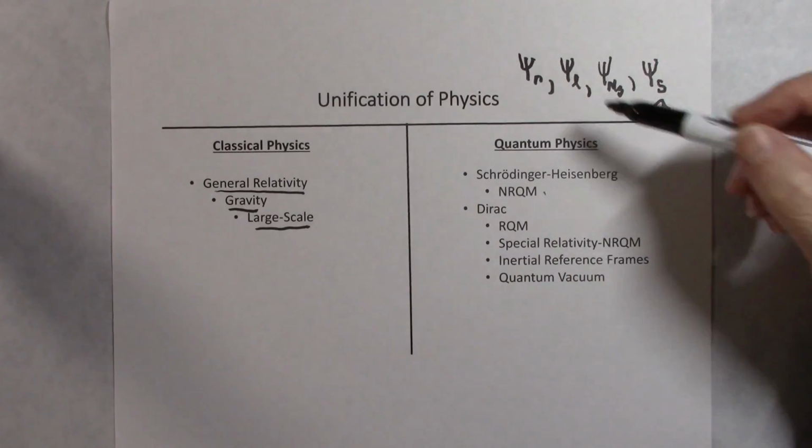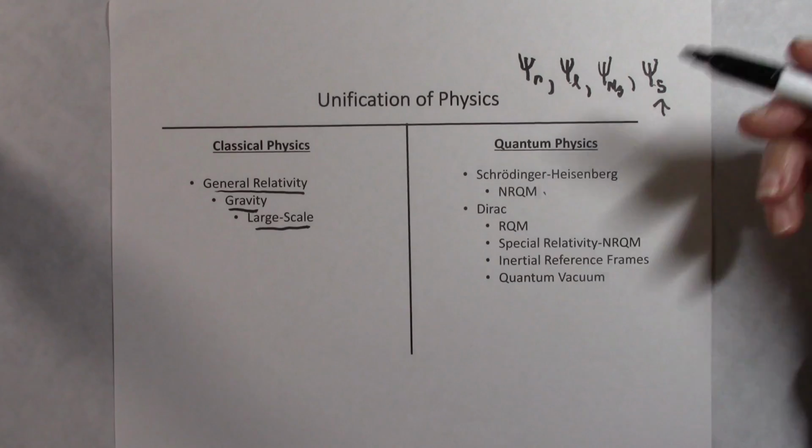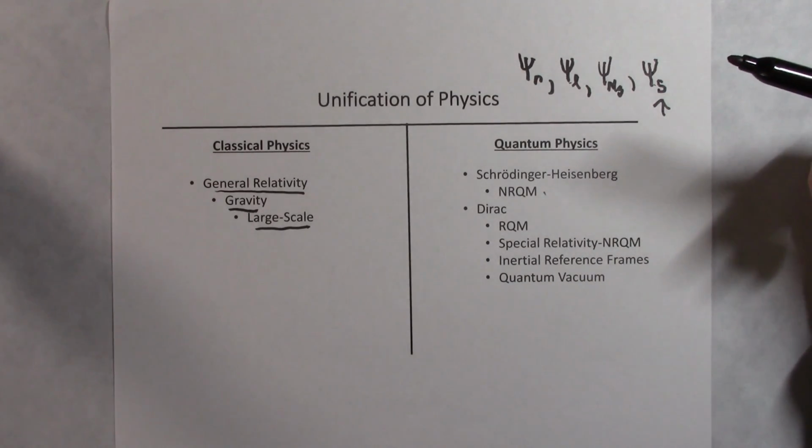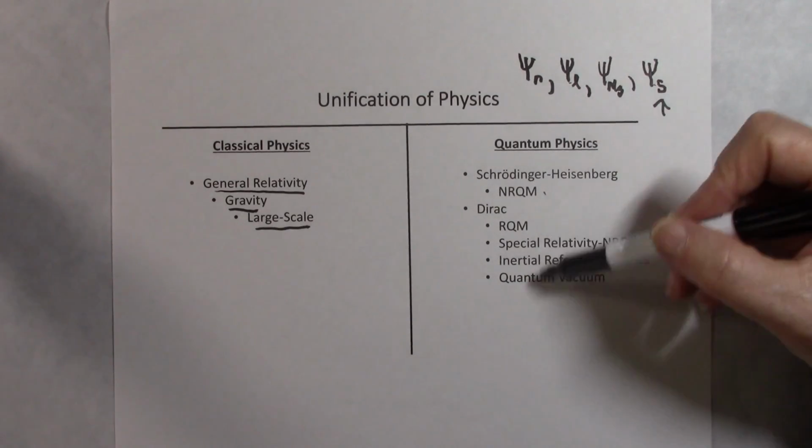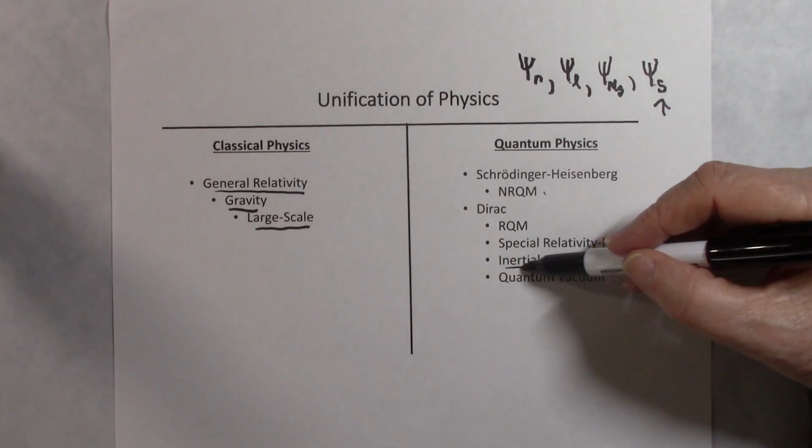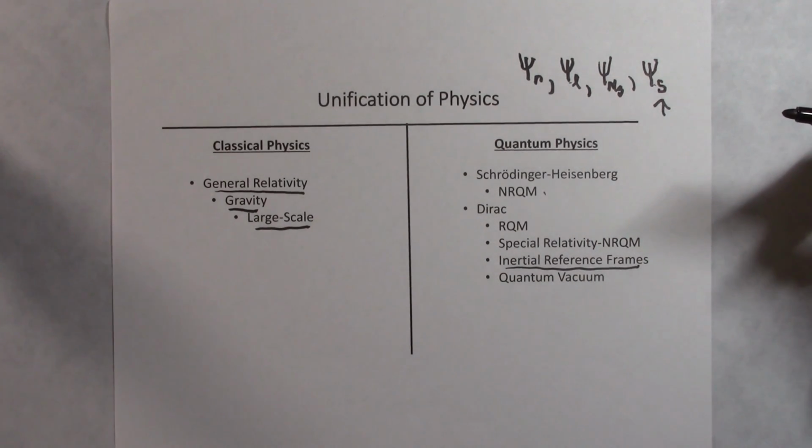It was four-dimensional, and it included all of this, whereas Schrödinger's equation was three-dimensional. So that was a leap forward. And again, it only applied to inertial reference frames.